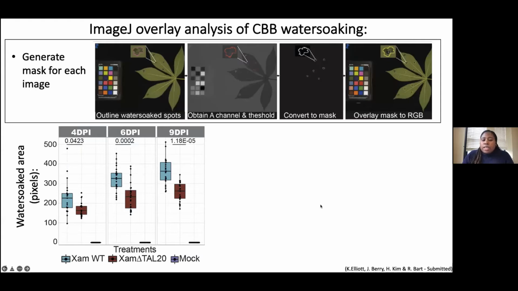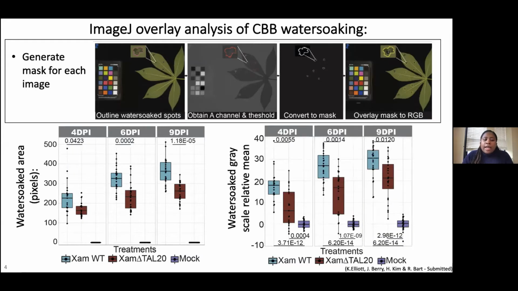And we're also interested in the color of these lesions because when you look at the lesions by eye, we notice that the TAL20 lesions appear to be a little bit lighter. And when we look at the data for that, we see that the grayscale, which is our measure of the lightness or darkness of that lesion, for wild-type XAM inoculated spots are darker compared to TAL20 or mock inoculated spots. So really excited that this data was able to allow us to separate out between our different treatment types and that we could use it as an indicator of disease severity.